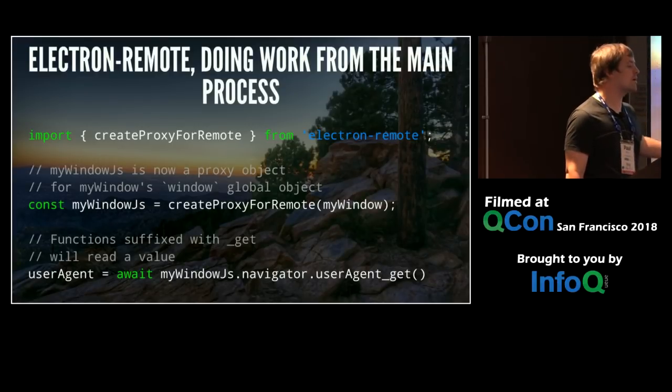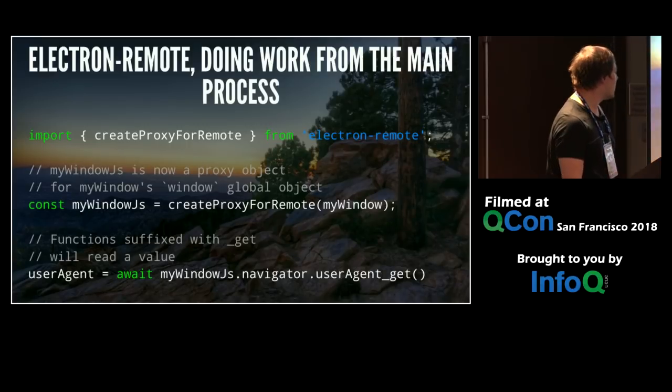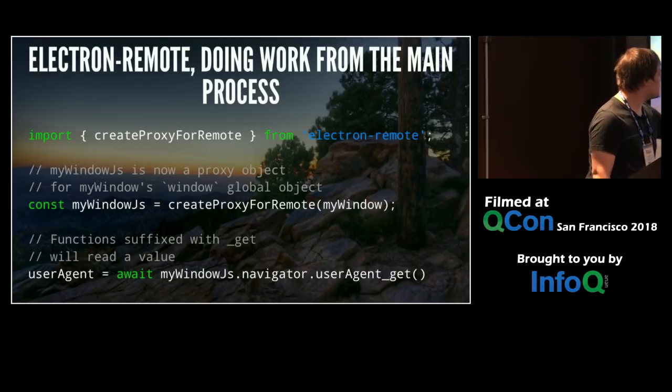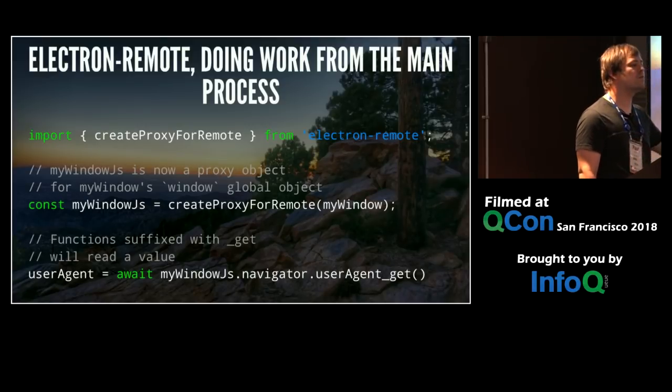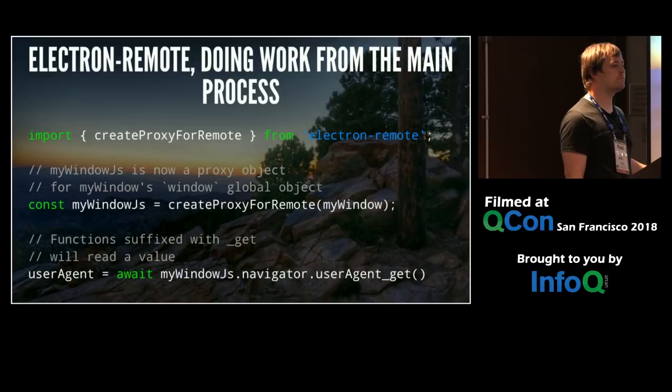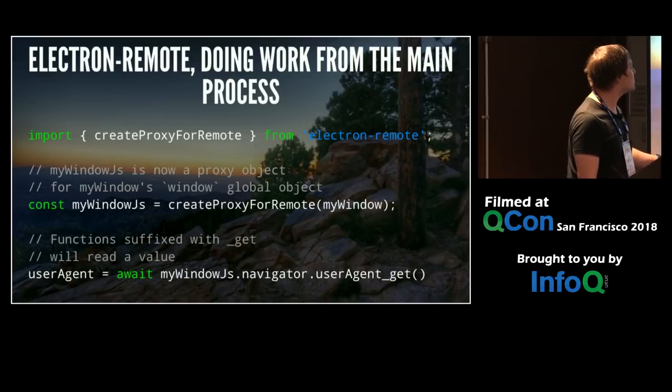We can call getters. We have this kind of magic syntax for getting a property, because getting a property is also asynchronous, even though actually getting a property is never asynchronous because it just returns a value. We can call methods on it. So we can get navigator user agent even though in the main process that's not available. And we can do this asynchronously.